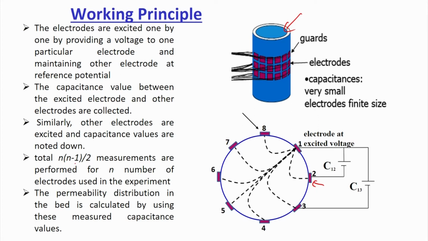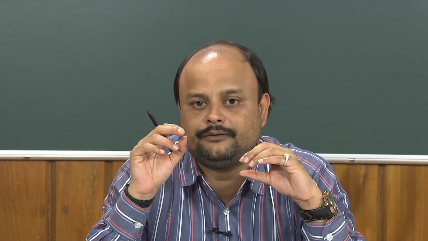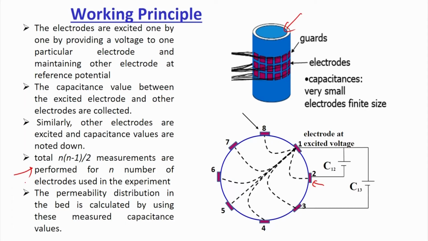Why this? Because one electrode you are not using. So, for each electrode you are doing 7 measurements. Suppose you have 8 electrodes, you are going to have 7 measurements each. So, 8 into 7, this is 56. Now, I have divided by 2 because for 2 electrodes it will be repeated, say 1 2 and 2 1, 2 3 and 3 2. So, that way it will be repeated, so you take the half. In that way you will perform this many measurements.